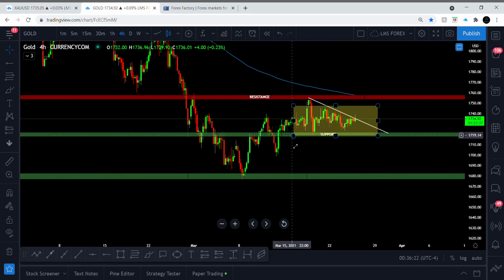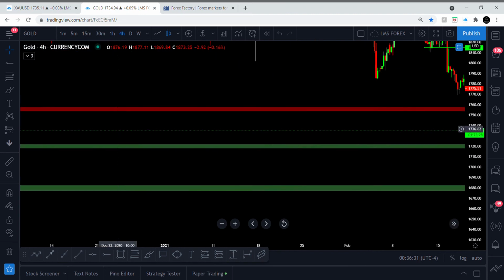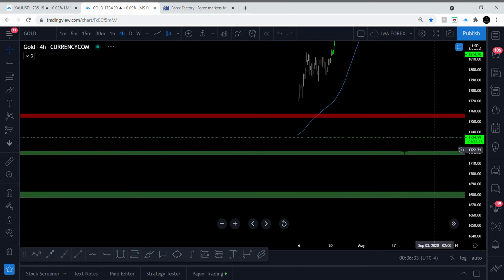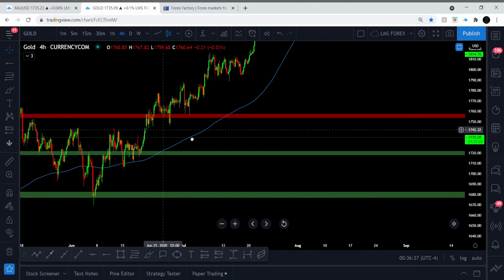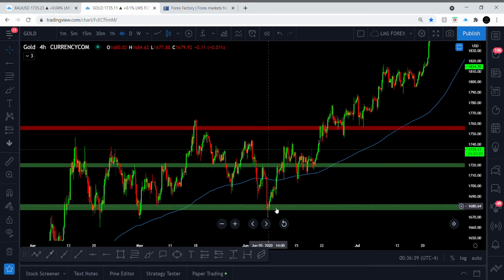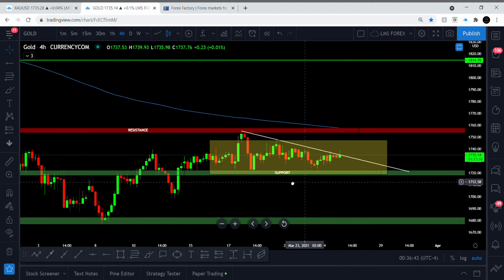Minor level of support, major level of support, major level of resistance, and this one has worked perfectly fine for resistance and support before. We saw that before. Yeah, as a support here, resistance here, pushing the market down quite a bit. So we know these levels right now.